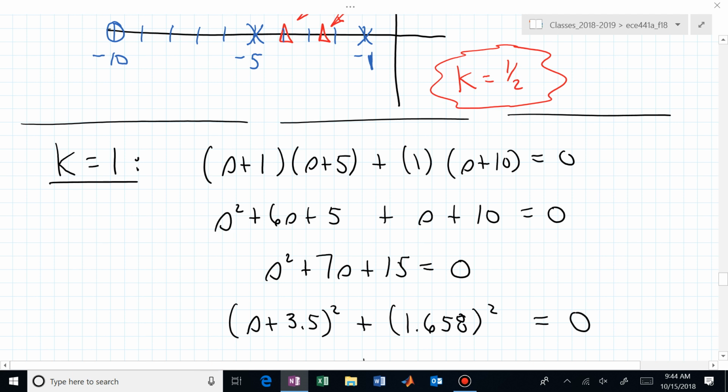What's the angle? What's theta? So now you need to be thinking about thetas, settling time, peak time. What's omega sub d? It's screaming at us, isn't it? It's 1.658. What's sigma? 3.5. What's the angle? Is the angle bigger than 45 degrees or less than 45 degrees?